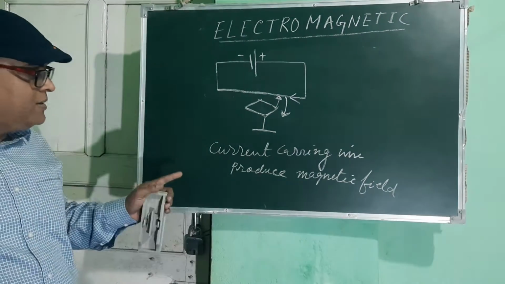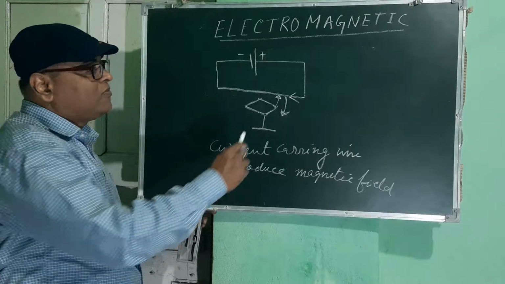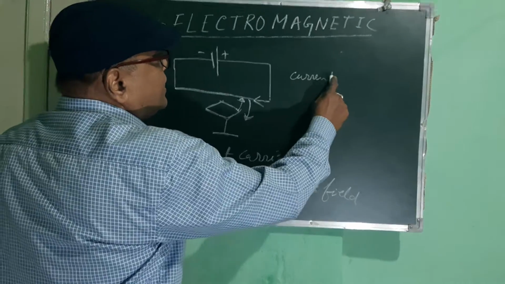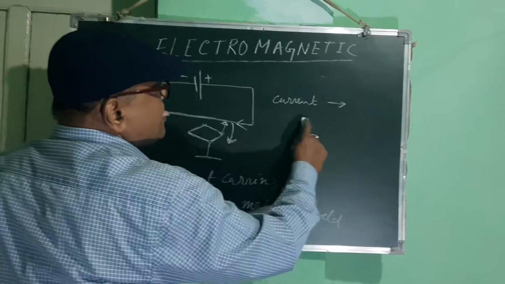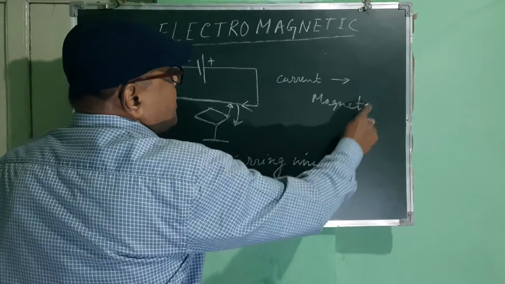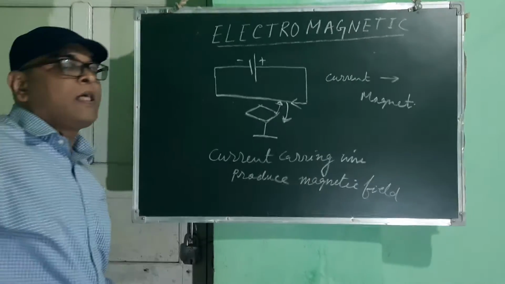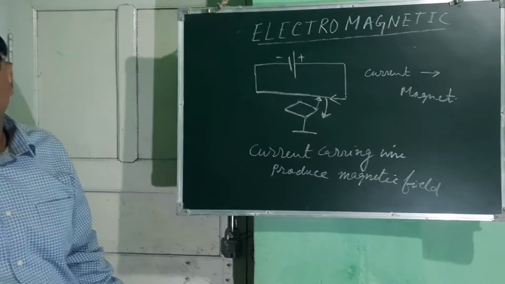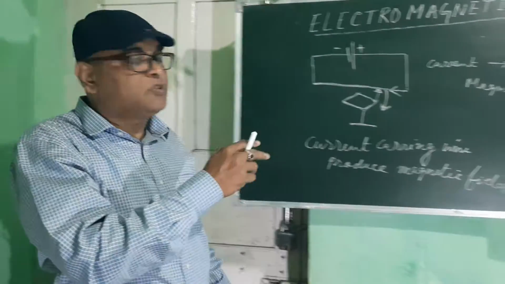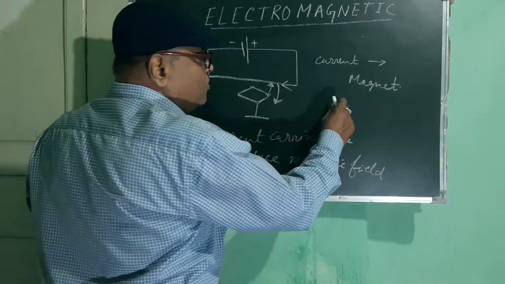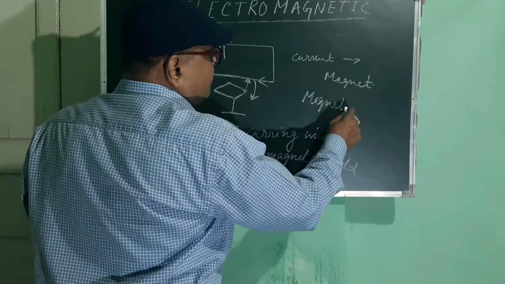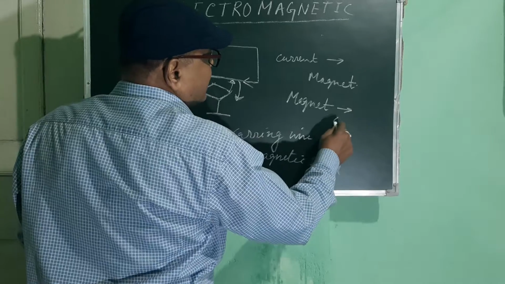Now that means what we get is current to magnet. Now, is the reverse possible? Magnet to current?